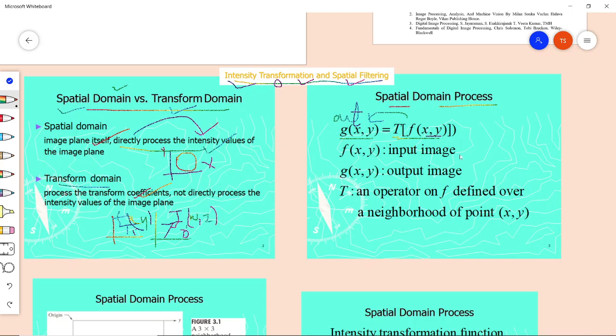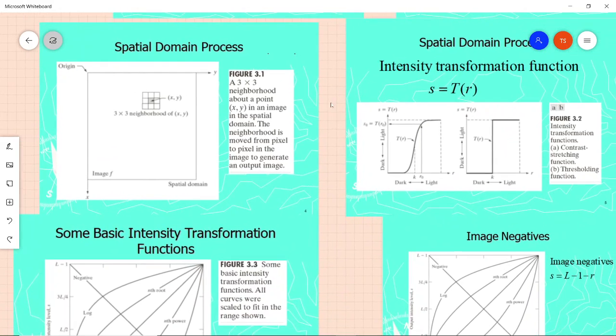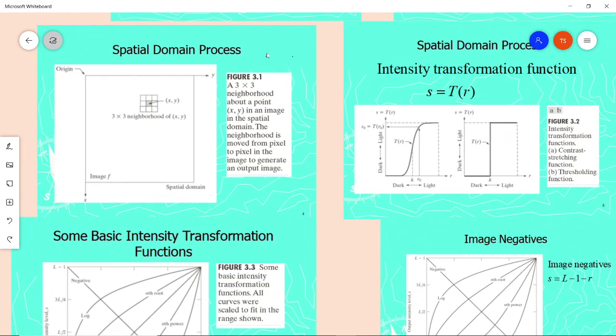So f of x comma y is the input image, g of x comma y is the output image, and T is an operator of f defined over a neighborhood of the point. Now we will see some spatial domain processes, and how we apply them.